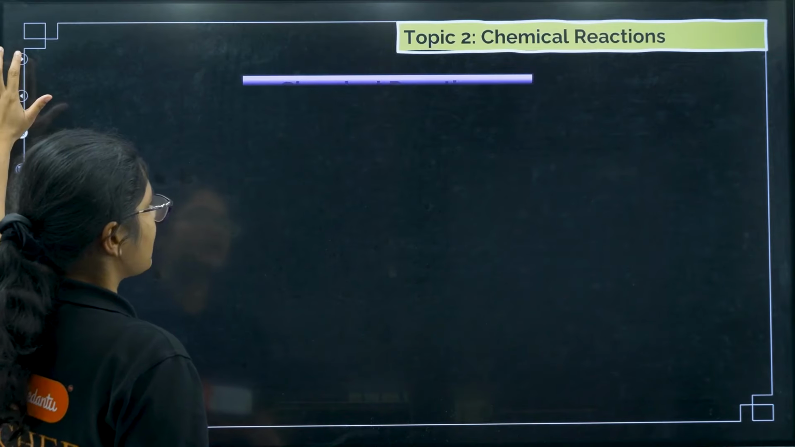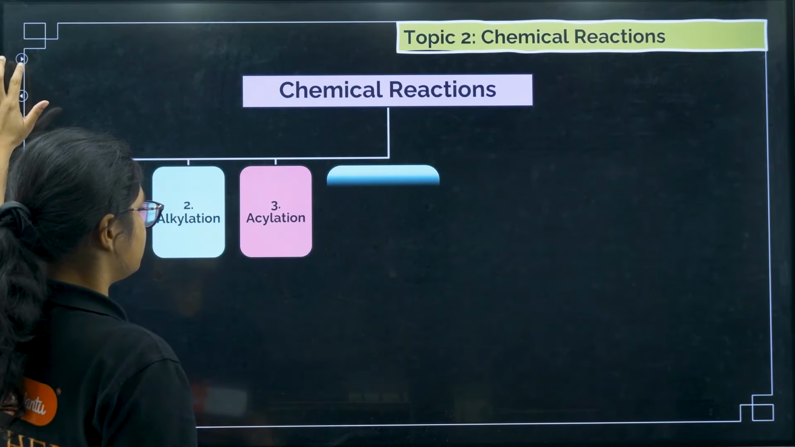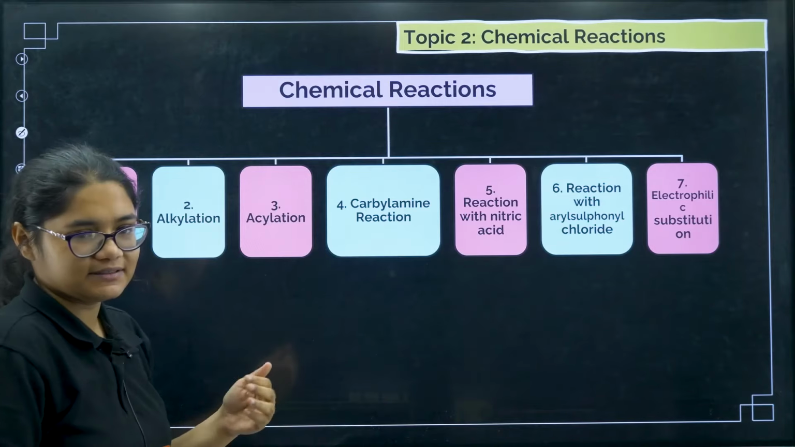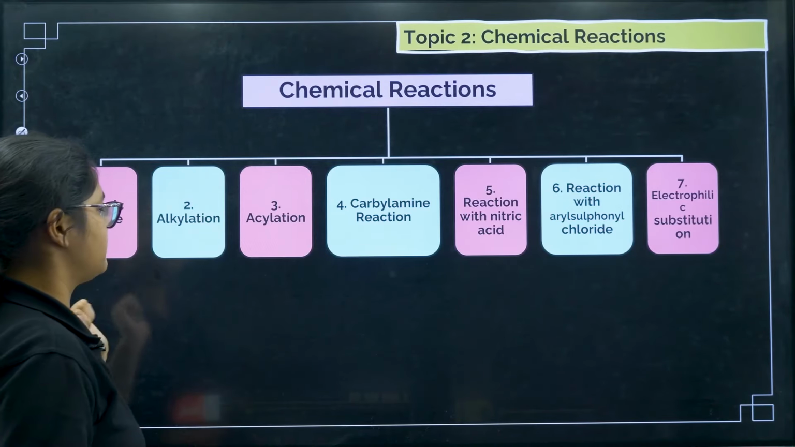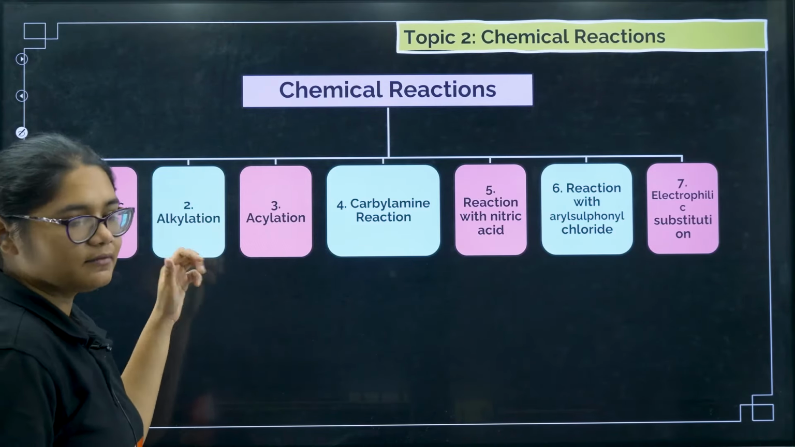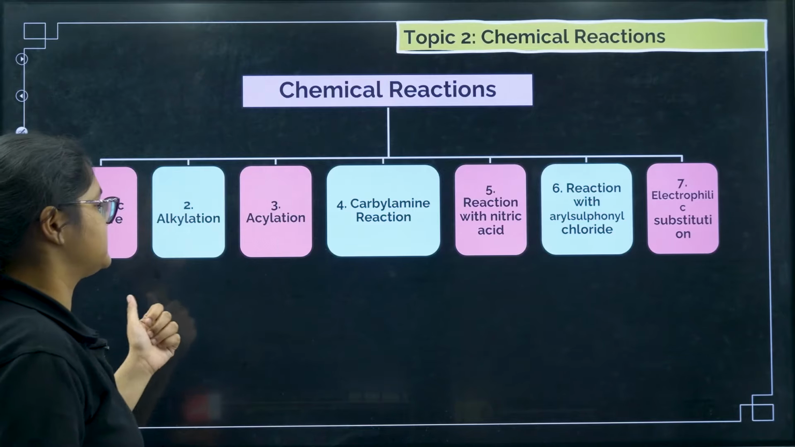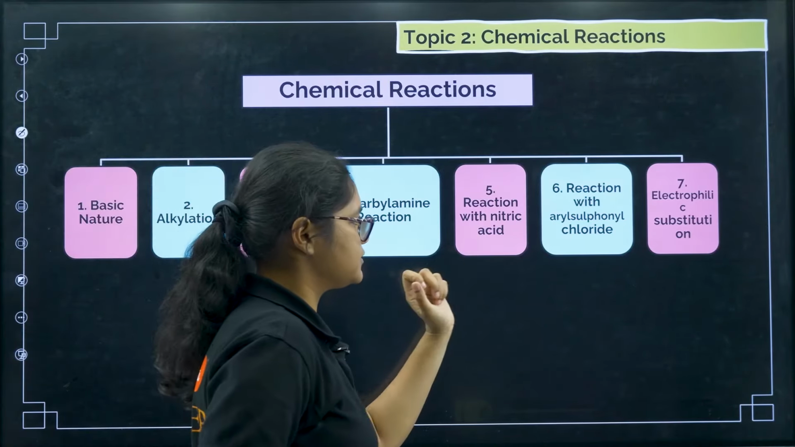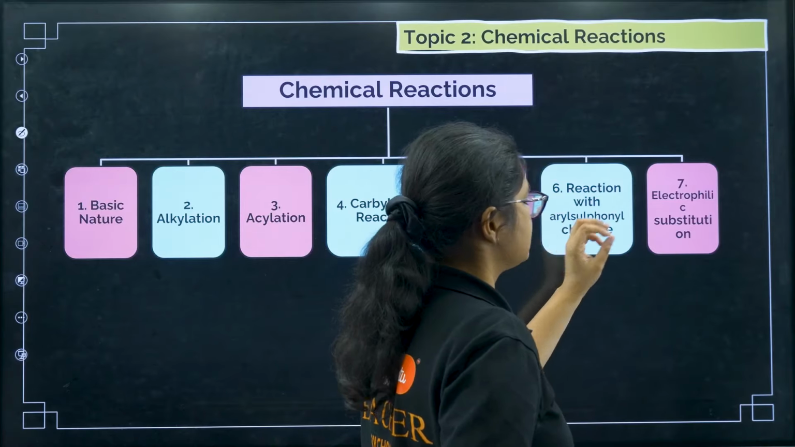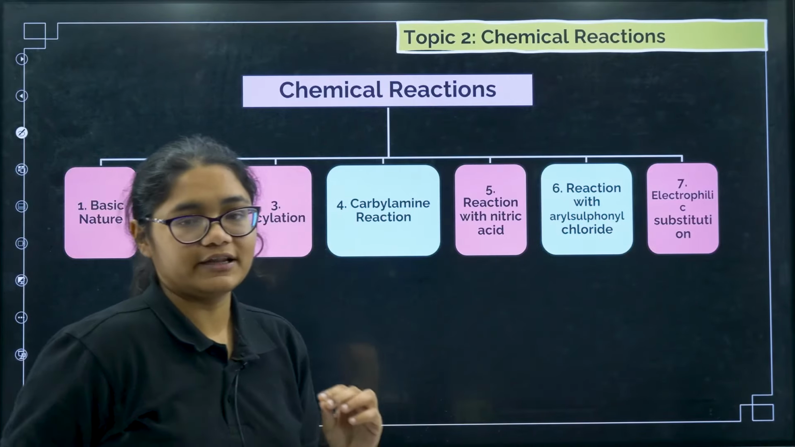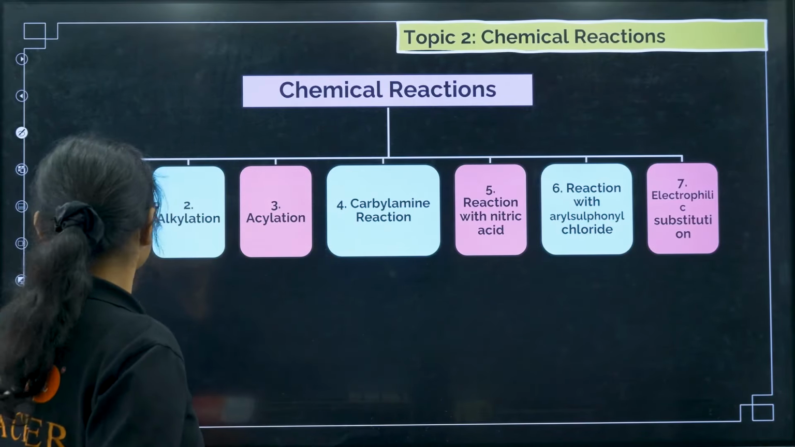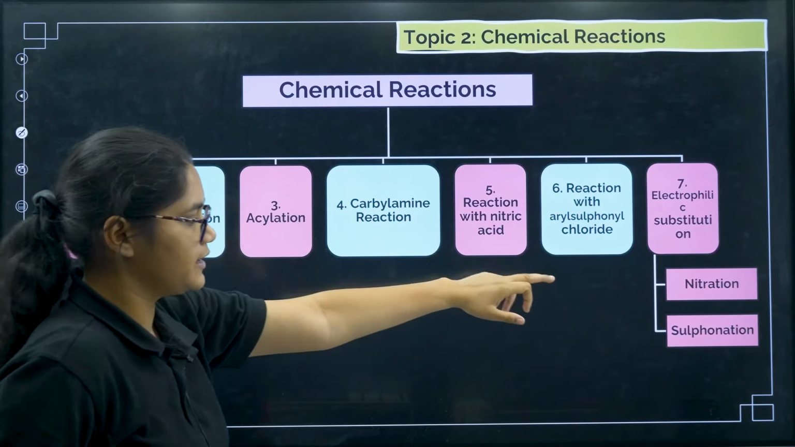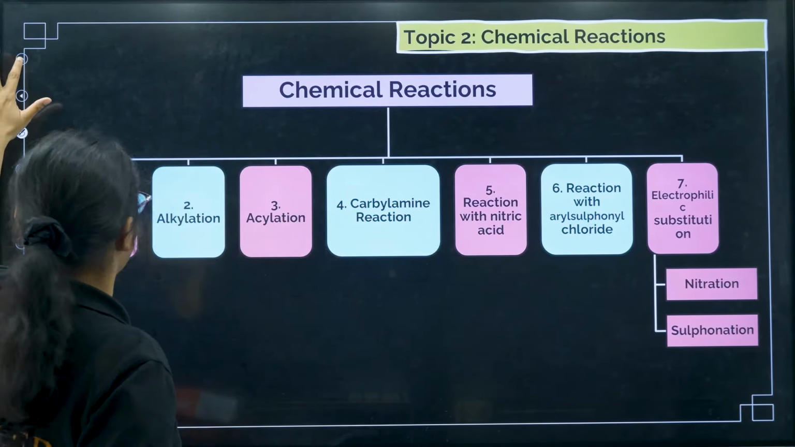Now coming to the chemical reactions, so we have very easy chemical reactions, nothing much difficult. First is the basic nature, we will talk about the basic nature of amines. Then alkylation, we have already seen how alkylation takes place. Then acylation, then carbylamine reaction, reaction with nitric acid, reaction with aryl sulfonyl chloride, and electrophilic substitution reaction. Under this one we have nitration, sulfonation and halogenation.